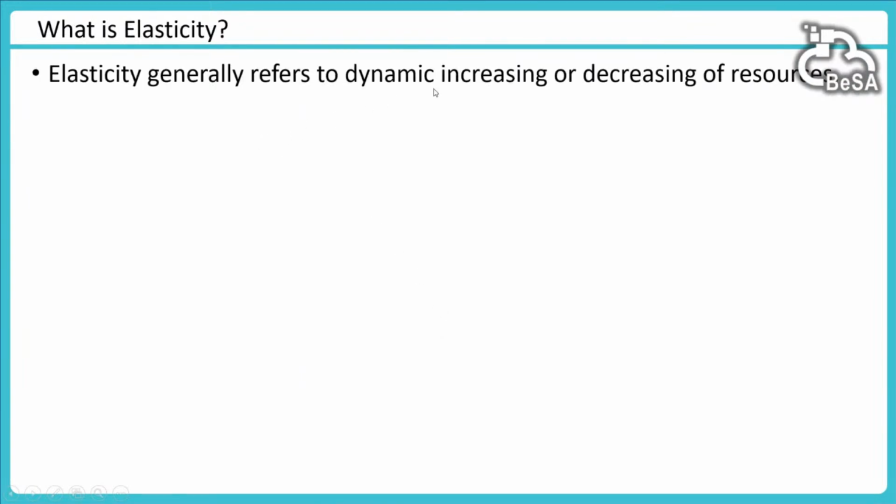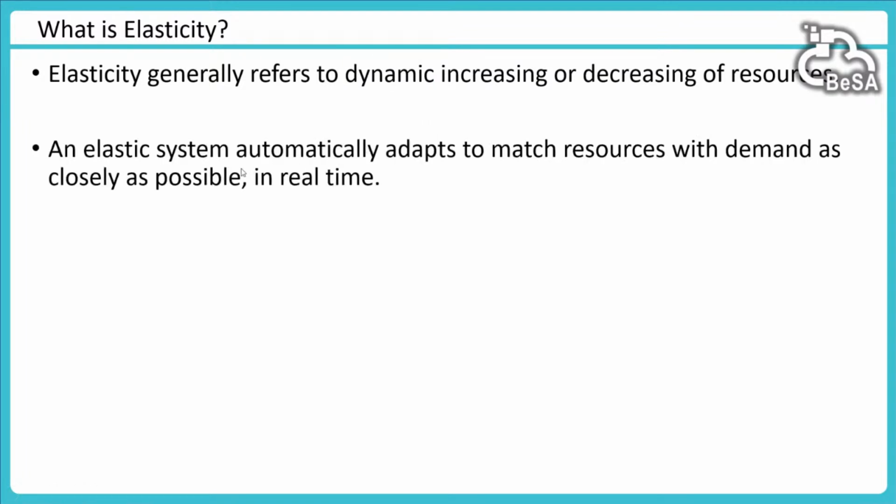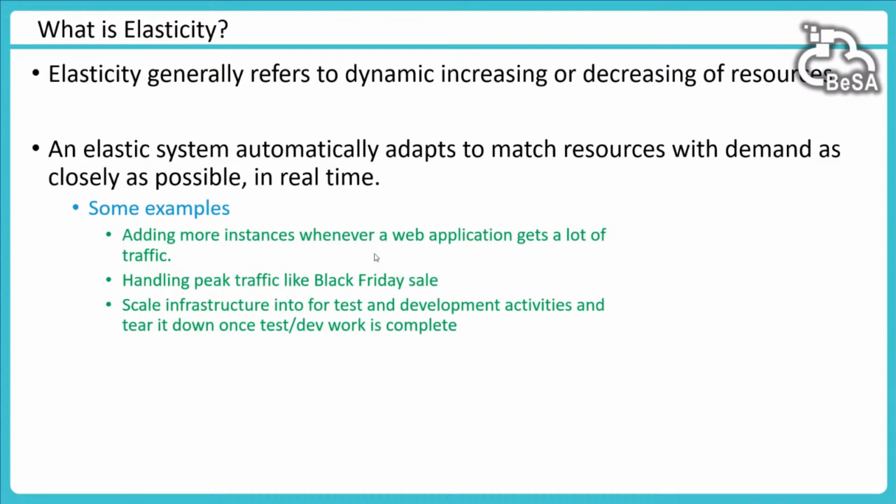What I'm trying to explain here is that elasticity generally refers to dynamic increase or decrease of resources. This is dynamic. This is the key word here. It would mostly happen automatically. You don't have to do anything about it. So it is mostly an operational thing. And an elastic system automatically adapts to match resources with demand as closely as possible in real time, maybe adding more instances. So when you are launching an auto scaling group, that is elasticity. Handling peak traffic like a Black Friday sale, that is elasticity. Scaling infrastructure up for test and dev activity and tearing it down once the dev test work is complete, that is elasticity.